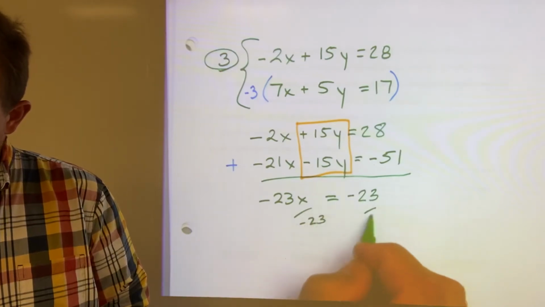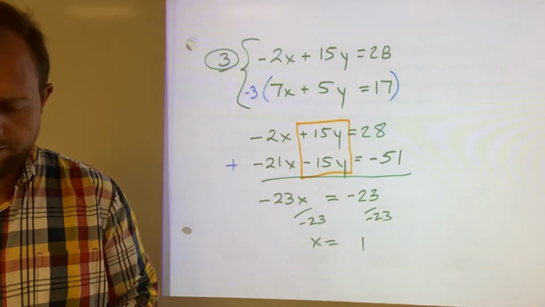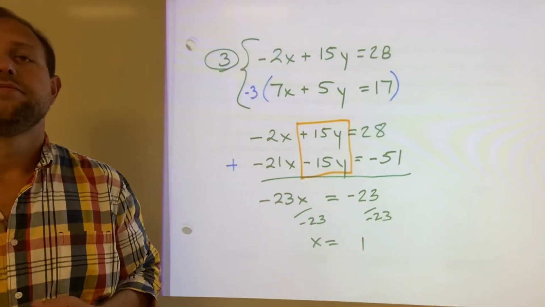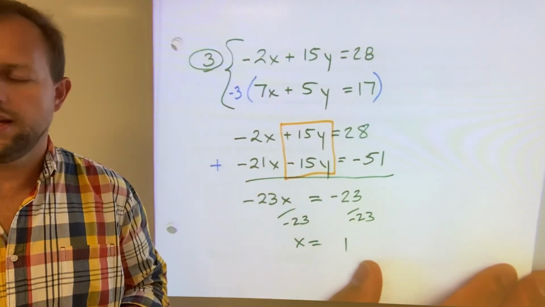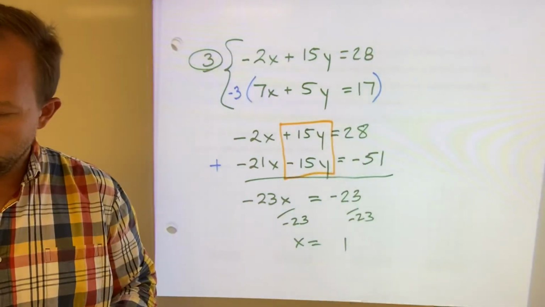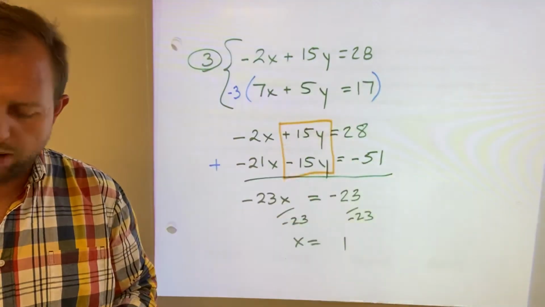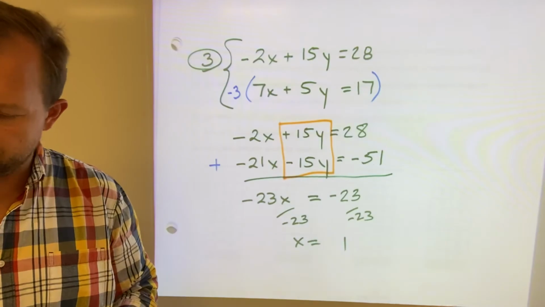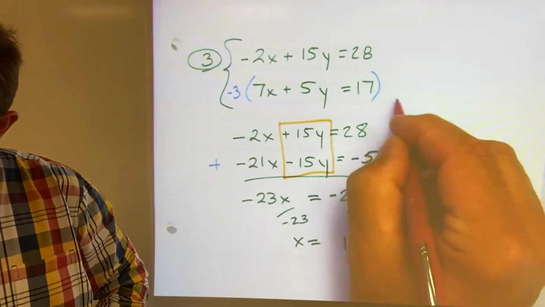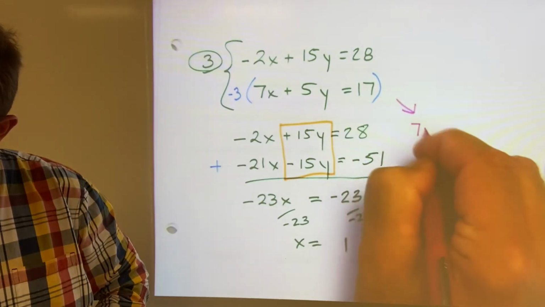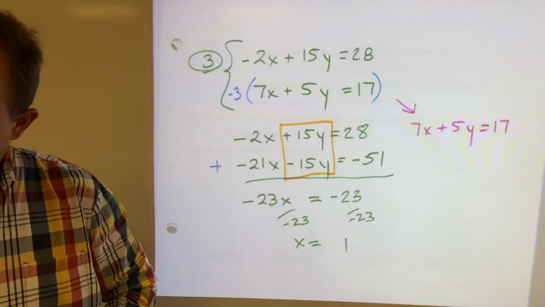Divide through by negative 23. We're left with x equals 1. Now we have to finish it off. We have to substitute that into one of the original equations. I like the second original equation better because, again, it's all positives, and I prefer positives. It's just easier math.